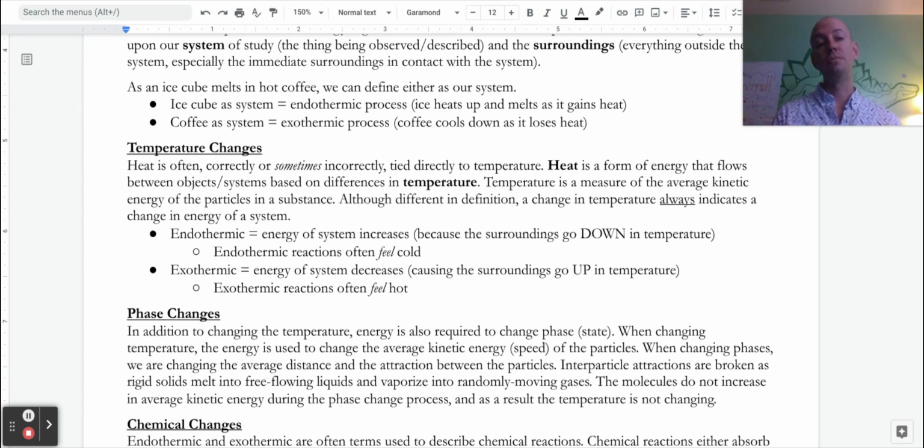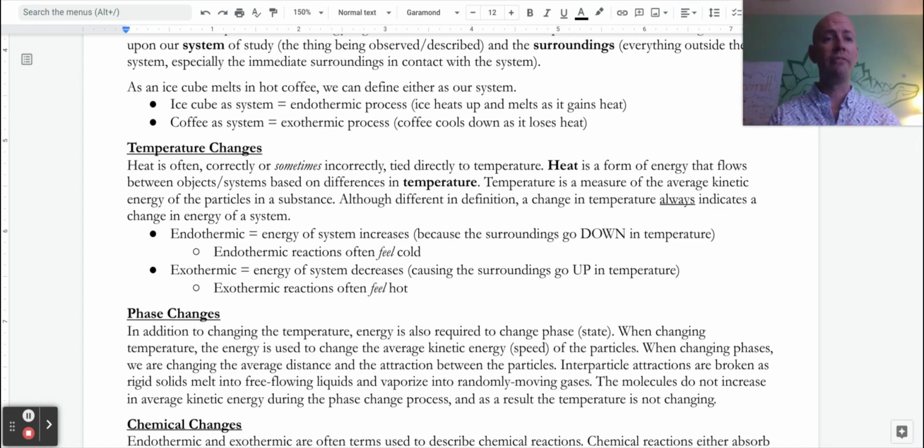In a solid ice cube, those particles are stuck more or less in place and just vibrating. But as the ice cube melts, the particles become a little bit more free moving. We are decreasing the attraction between the particles, often by increasing the average distance there. We're not just adding heat to speed them up, we're adding heat to increase the potential energy between those particles. So this is important here. During that actual process, it's not getting hotter, but the heat is being used to change the phase.